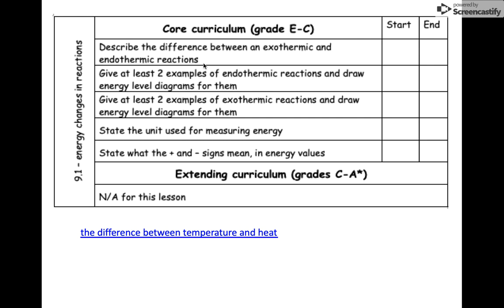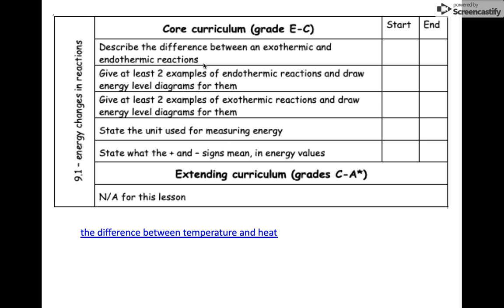The key thing here is that you need to be able to draw energy level diagrams for them. We'll look at the general energy level diagram for each of them, and you'll see that they follow a very particular pattern. You need to be able to state the unit used for measuring energy. In this case, we're going to measure energy in kilojoules. And we need to state what the plus and minus signs mean in energy values. What do they mean for whether a reaction is endo or exothermic?